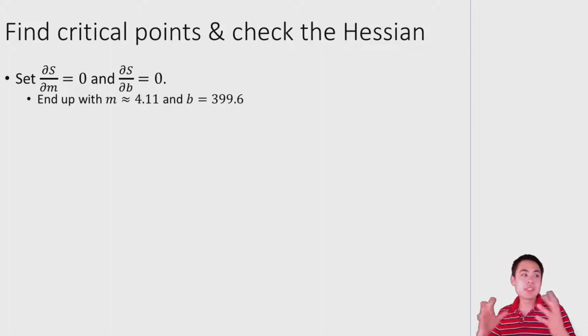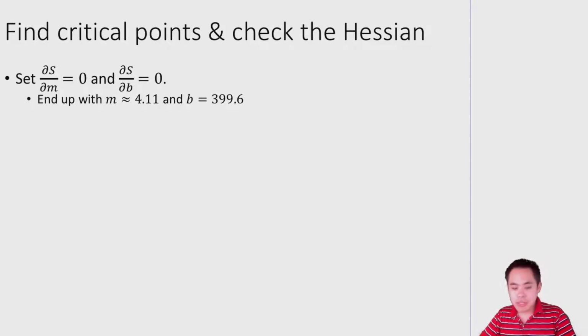But the basic idea is you set the partial derivatives equal to 0, and when you do that, you solve that system of equations. It's two variables, two equations, and they're both linear, so it's not actually so bad to solve. And you end up with m equal to about 4.11 and b equal to 399.6, which were the parameters that we found earlier.